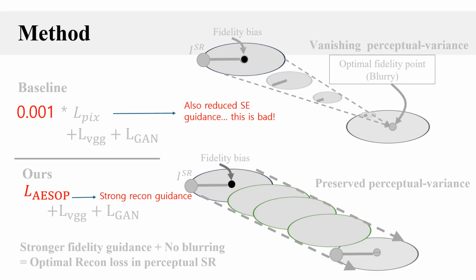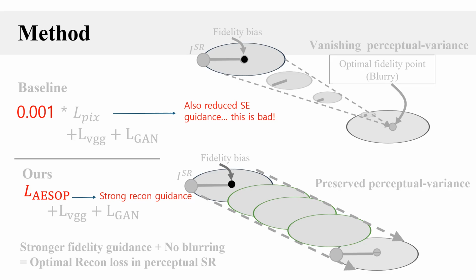Additionally, an important point here is that we do not apply a small scaling factor for the reconstruction loss. This type of small lambda for the reconstruction loss was to reduce the impact of VE reduction, thereby avoiding blurring. However, this also unintentionally reduces the SE reduction factor.